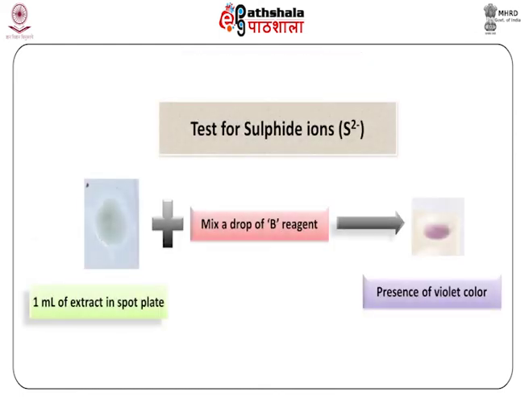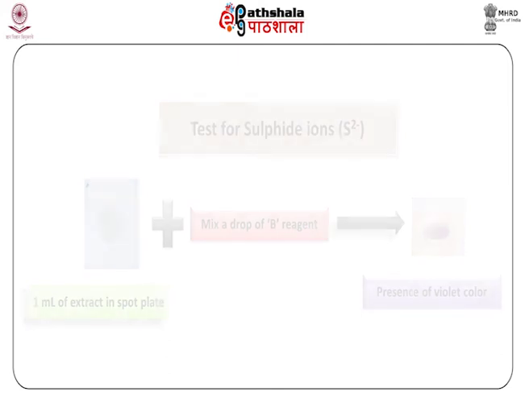Mix a drop of B reagent with the alkaline extract on the spot plate. The presence of sulfide ions is indicated by the presence of violet color.